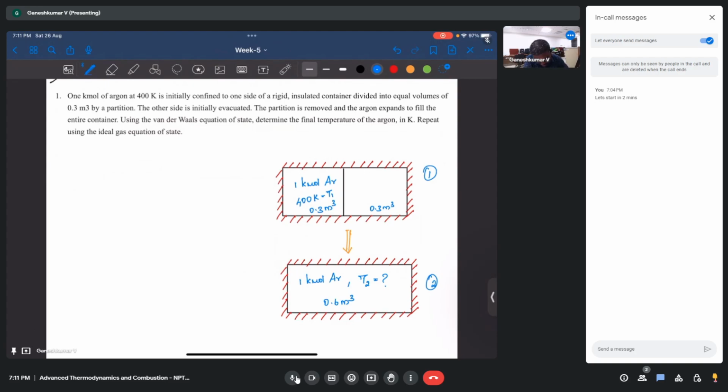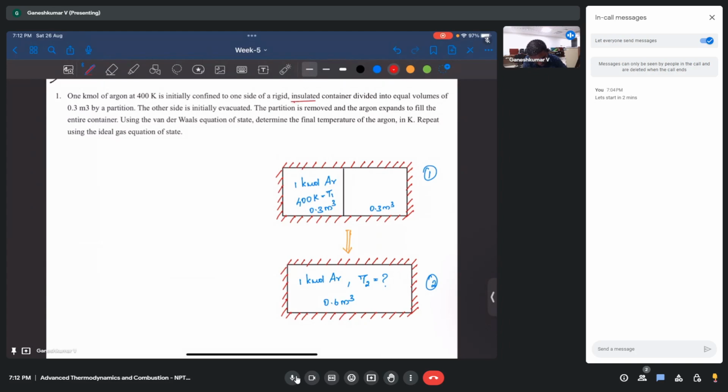Then repeat it using the ideal gas equation of state. So we were asked two different ways. One is when the gas behaves as a van der Waals gas, and one when the gas behaves as an ideal gas, right? So let's first try the first one using the van der Waals equation of state. But before going into that, let's also understand a few more things.